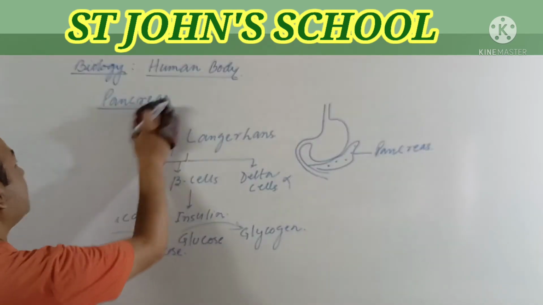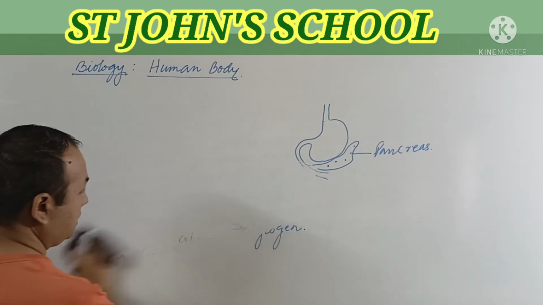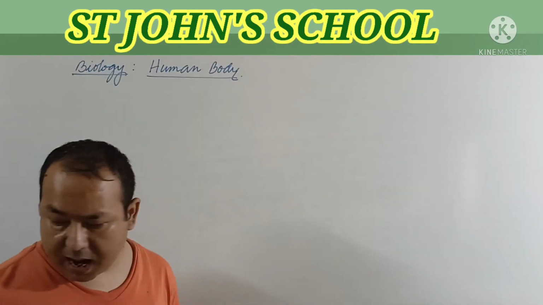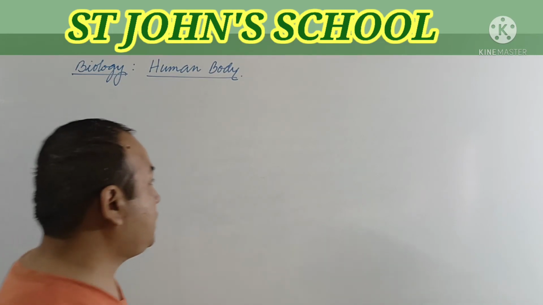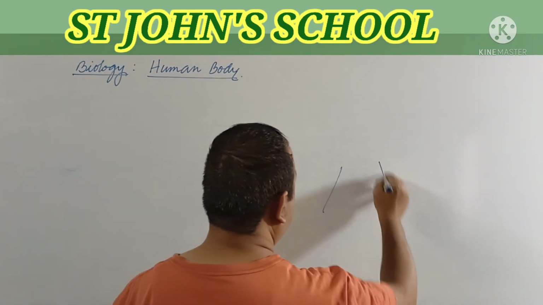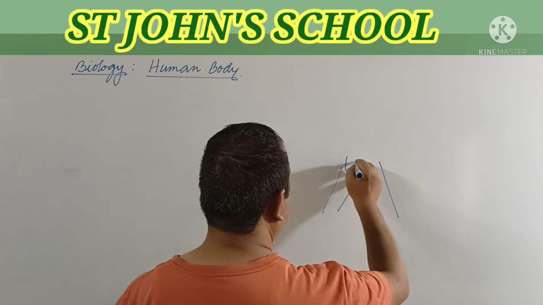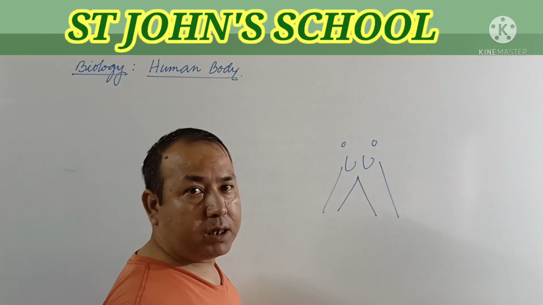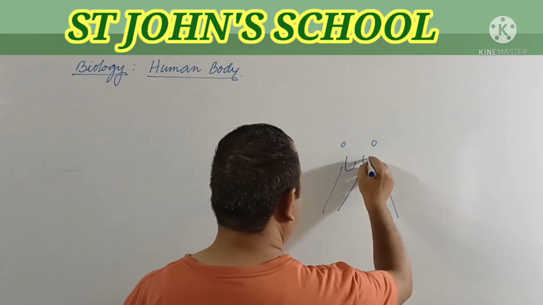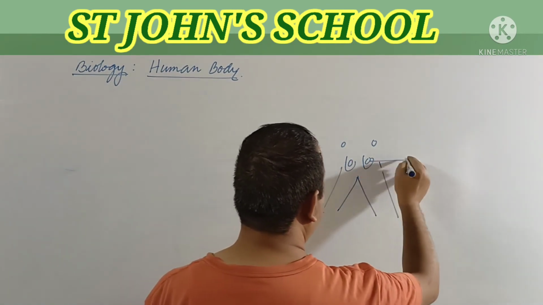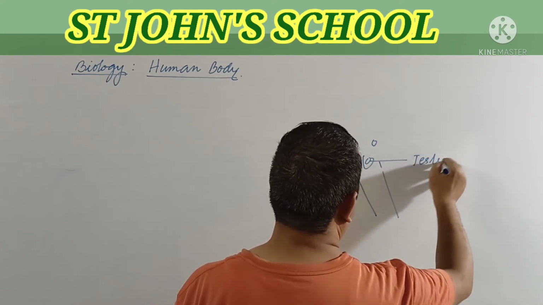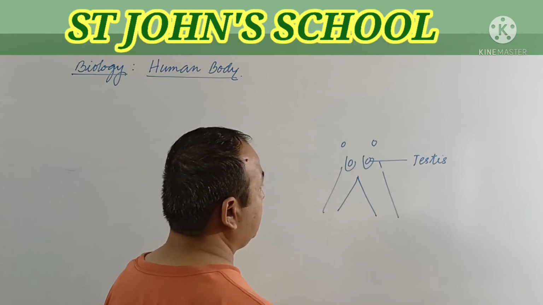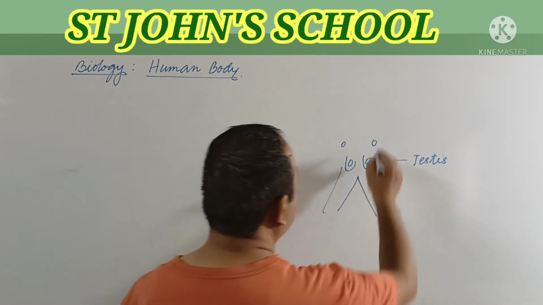Now after the pancreas comes the next gland, that is the gonads. Gonads means testes and ovaries. Ovaries are present in the female, which is the reproductive part of the female, and testes are present in the scrotum in the male. Testis, T-I-S, is singular, and T-E-S-T-E-S, testes, is plural. This is the ovary.